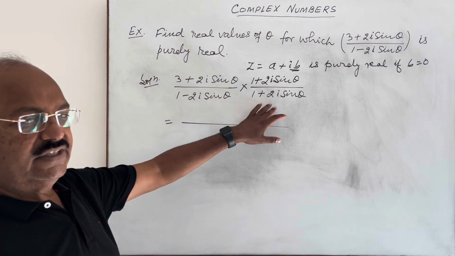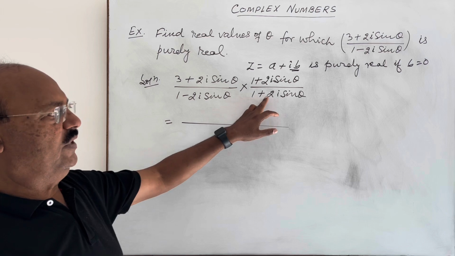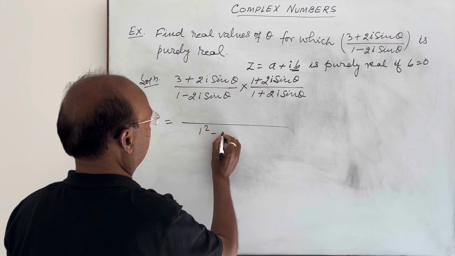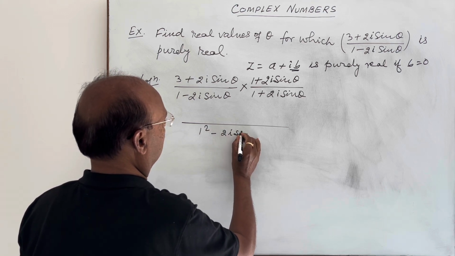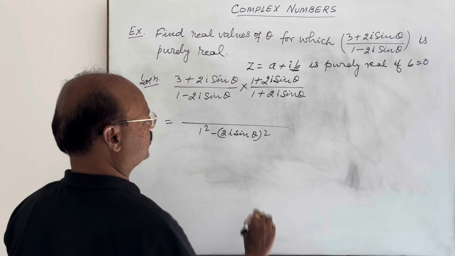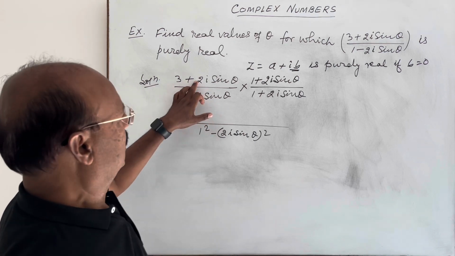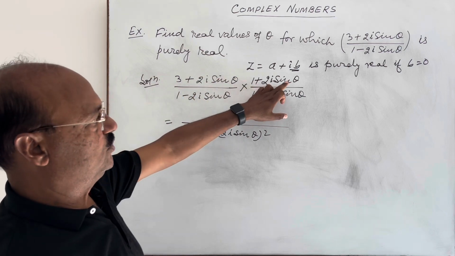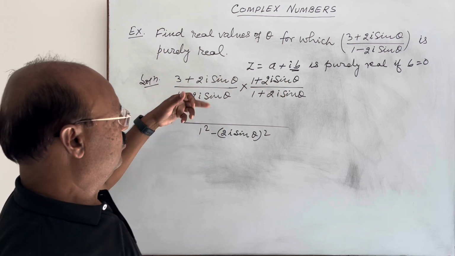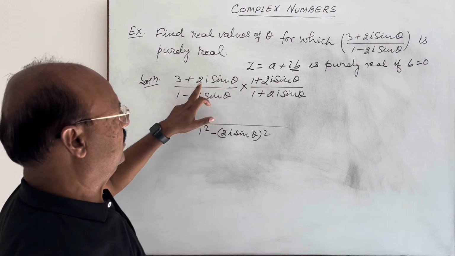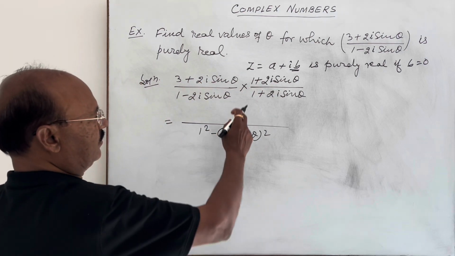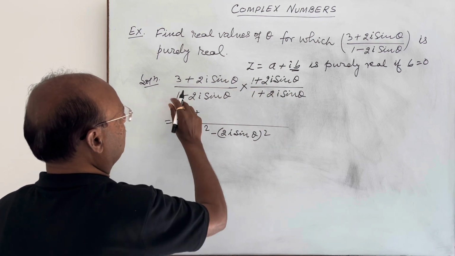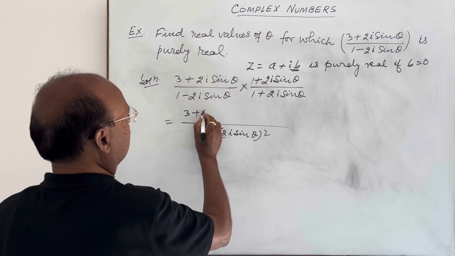In the denominator, this is in the form of (a - b)(a + b), which is equal to a square minus b square, meaning 1 square minus (2i sin theta) whole square. And here these two expressions in the numerator will be multiplied with each other. First we will multiply 1 + 2i sin theta with 3. So 3 into 1 is 3, plus 3 into 2i sin theta is 6i sin theta.